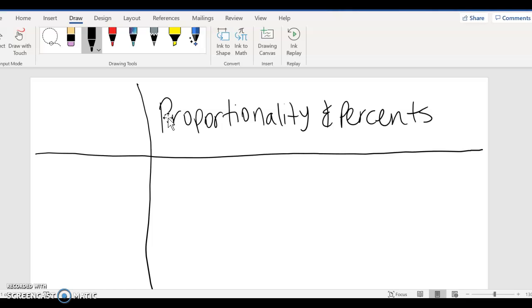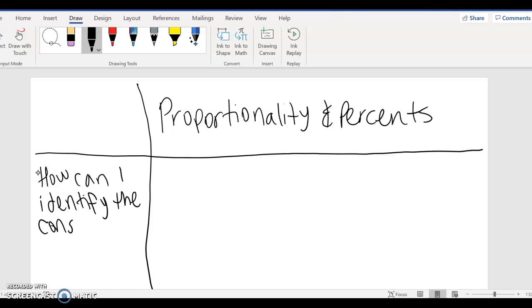the constant rate of change, and we reworded it into a question, and over here we just said, how can I identify the constant rate of change?